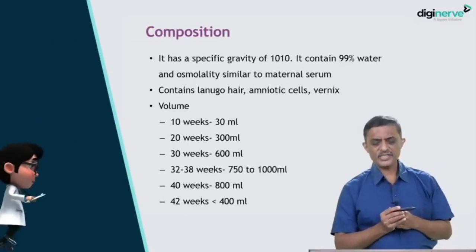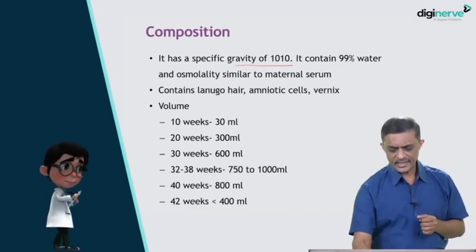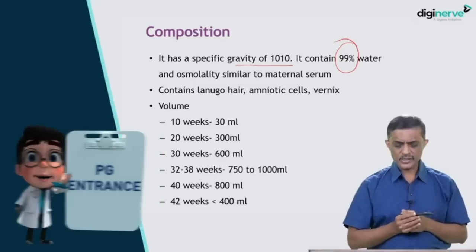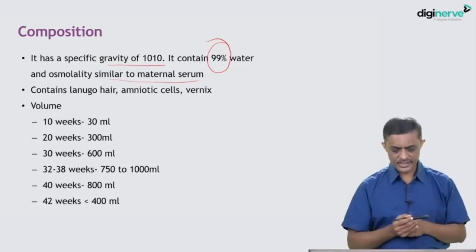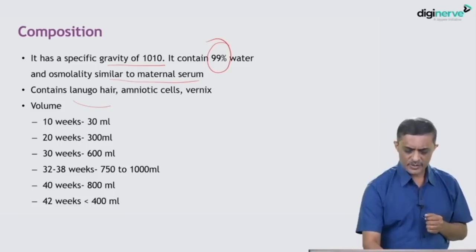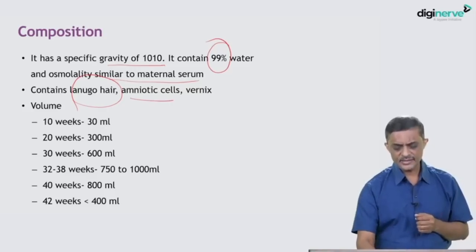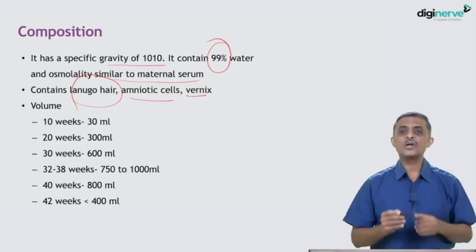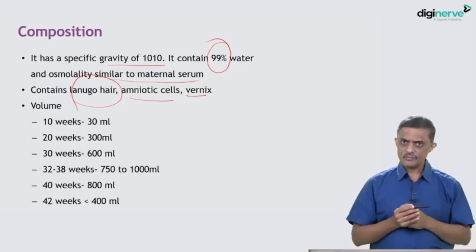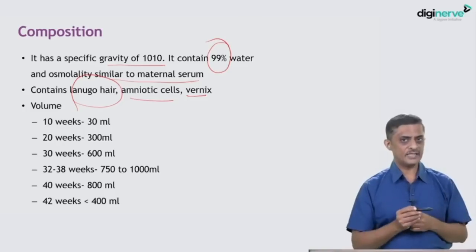So what does it contain? It has a specific gravity of 1010. 99% is water. And osmolality is very similar to the maternal serum. It contains, along with the other components, lanugo hair, amniotic cells, and vernix caseosa. Okay, these are the unique components of amniotic fluid, which is not present in vaginal secretion or cervical secretion.